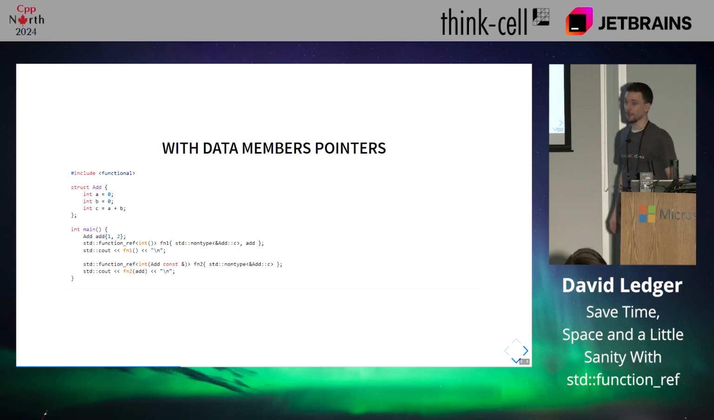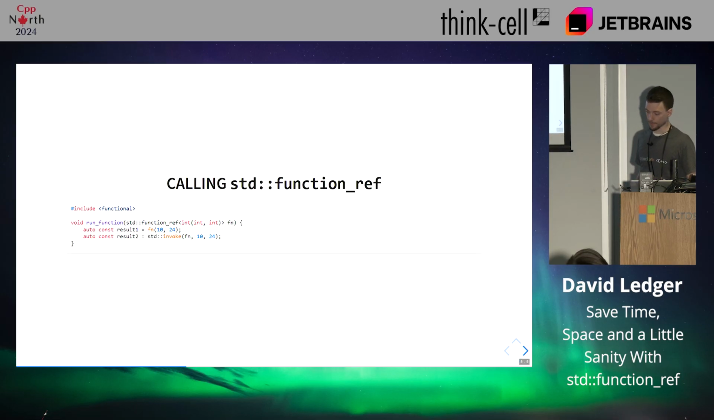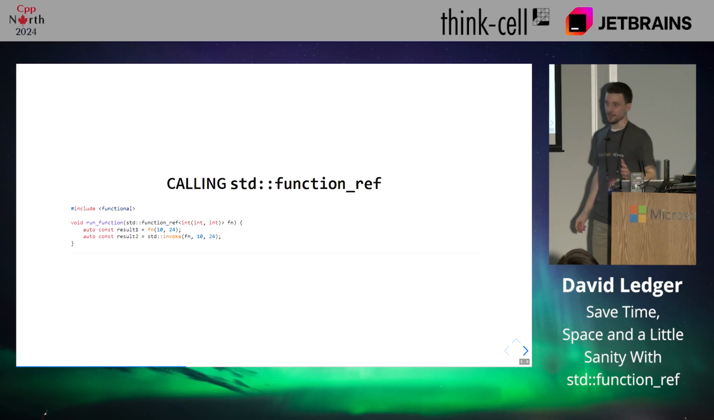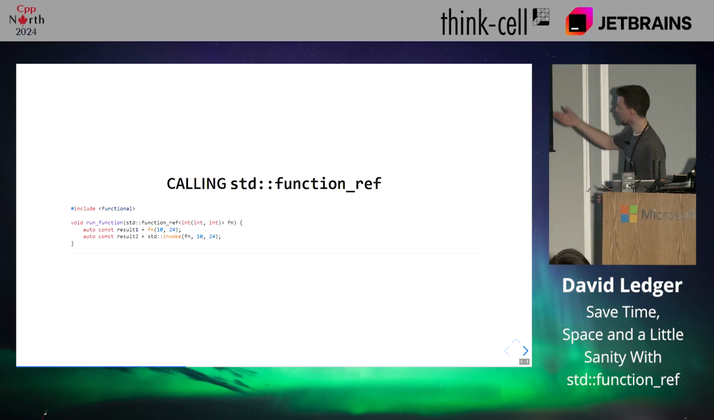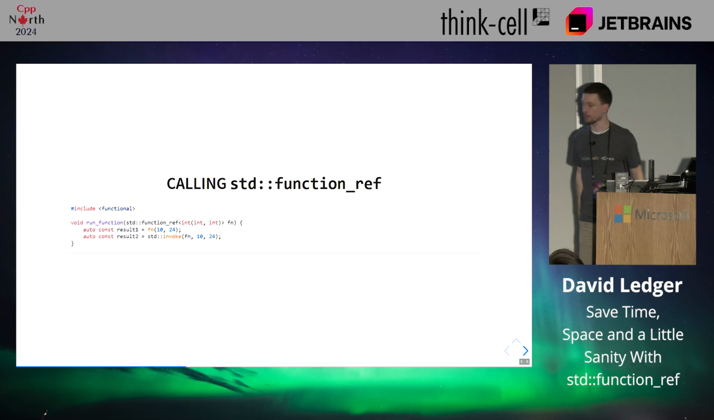This might surprise people, but you can use this to access data members. So you can pass that data member pointer in that non-type template parameter, and then associate it with your object, and you can access your data member on call. You can also do this with the omission of that object, and as long as you pass in your object to the call, you can use it. Standard function ref is a callable, so you can use it with invoke, or you can just use it like a function, because it is callable.